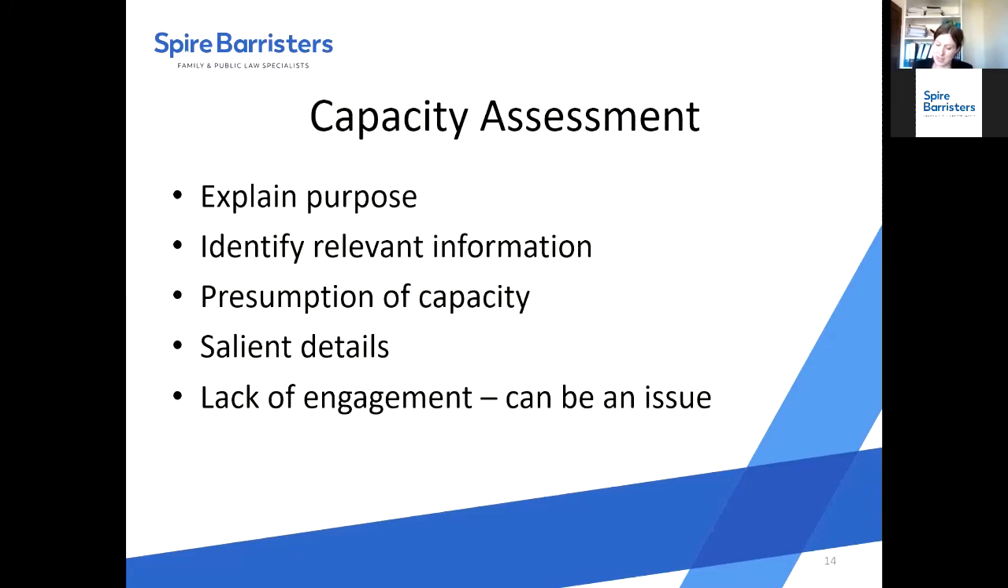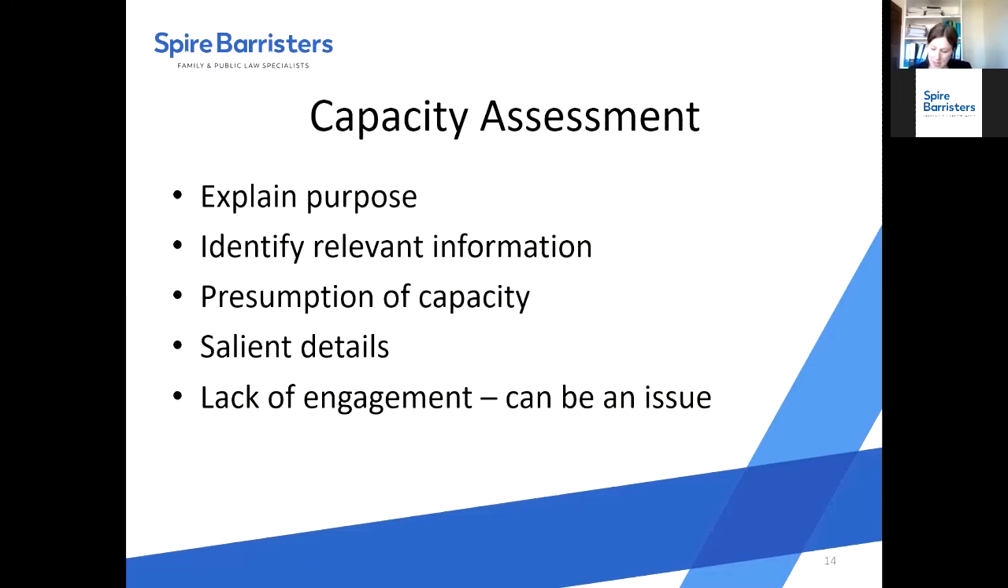I've seen a few cases like this recently. And again, this goes back to explaining the purpose of the assessment, because a person who doesn't want to engage, maybe fed up of assessments, or is a bit disenchanted with the whole process, if they understand the importance and the purpose, they might be more likely to. Just a couple of cases to draw to your attention on the point of lack of engagement.